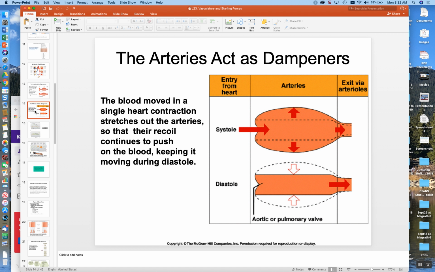Even when the heart is relaxed, because of the elastic recoil effect in the arteries, it keeps the blood moving even in diastole.